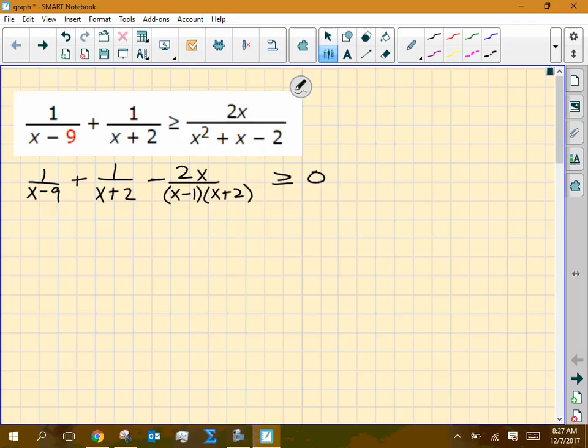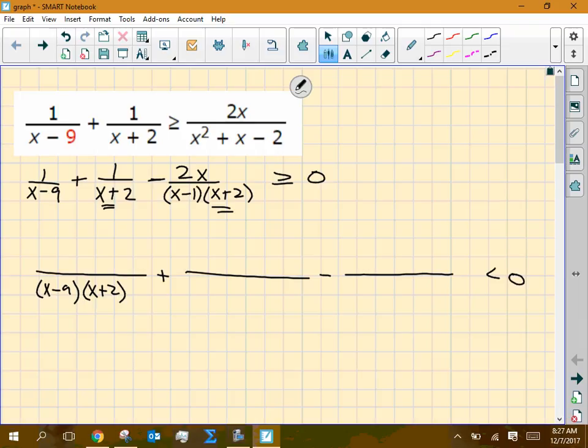And when I want to condense to one ratio, I need a common denominator, right? So I'm going to look at all the components here, and basically I'm going to write these three fractions with that common denominator. So the common denominator is going to have x minus 9 in it. It's going to have x plus 2 in it. Okay, because x plus 2 shows up there, and it shows up there. I only need it once, right? If one of those was raised to like the second power or third power, I take the one that has the higher power.